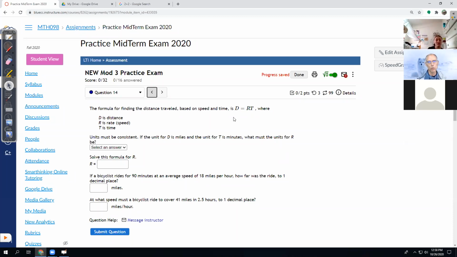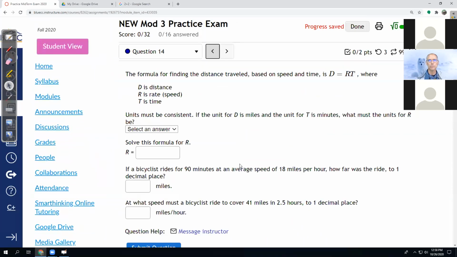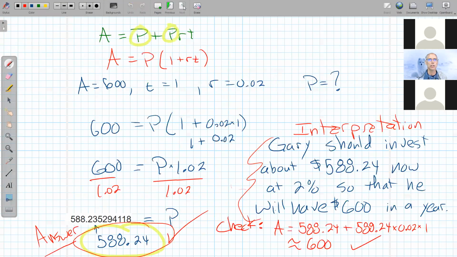All right, so let's see, we have a formula, distance equals rate times time. And first we're prompted to say, hey, we gotta pay attention to the units to make sure things stay consistent. So let me blow this up a little bit so it's more easily readable. So D is distance here, R is rate, which is also called speed, it's also called velocity sometimes, and T is time. Units must be consistent. If the units for D are miles and the units for T is minutes, then what must the units for R be? Okay, so let's screenshot that, write some stuff down.